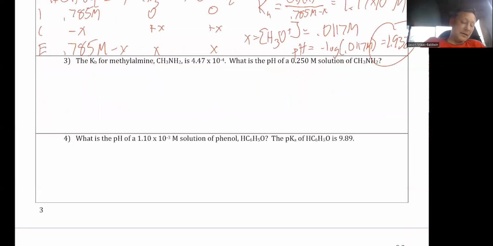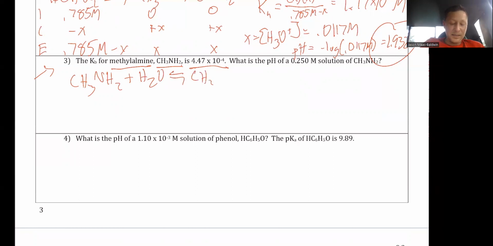For this next one here, it gives me the Kb, which means I must be dealing with a base. Methylamine, nitrogenous bases. It's very common that you see these types of ones here. So let's just write it out. So we have methylamine, CH3NH2. That means that it's going to be in, I'll just write it out, with water so we can kind of see the whole thing here. It's going to accept a hydrogen ion, which means it's going to be CH3NH3+ plus OH-, right?